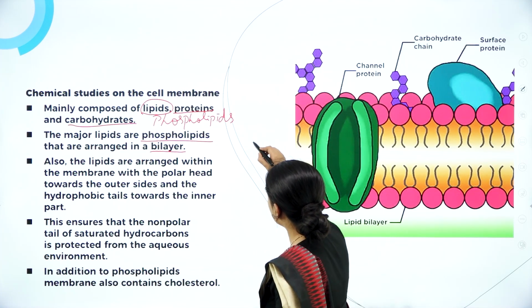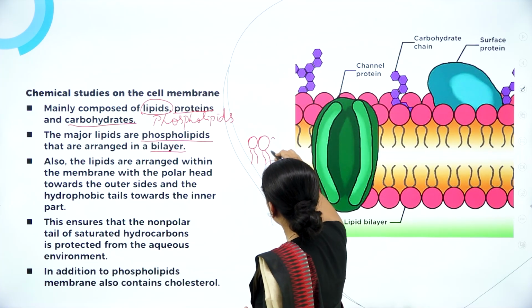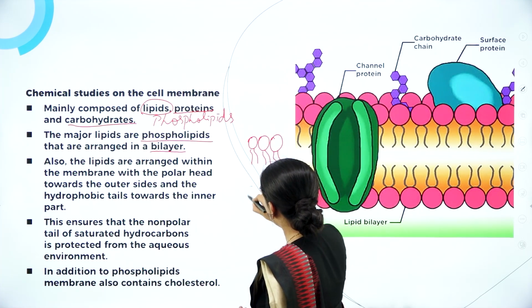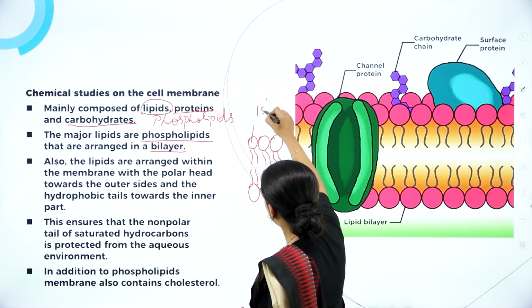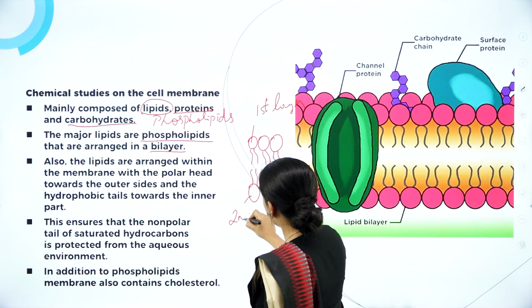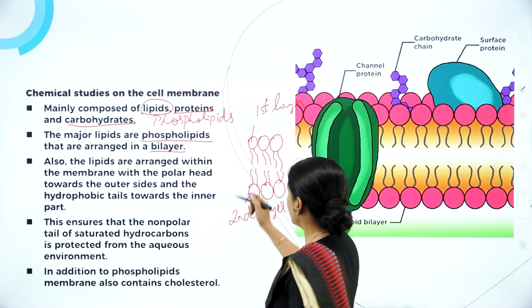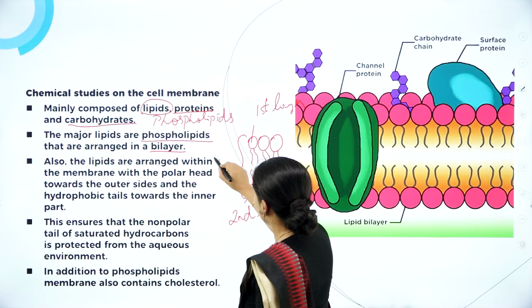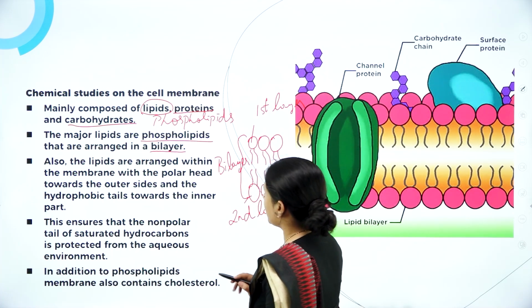Bilayer meaning when we look at the lipid structure, they have two layers, or when we look at the cell membrane, the phospholipids are always arranged in two layers like this. So this forms the first layer and this is the second layer, like a sandwich. They are arranged like a sandwich. So therefore, it is called a bilayer arrangement. Bi means two. It is a bilayer arrangement.